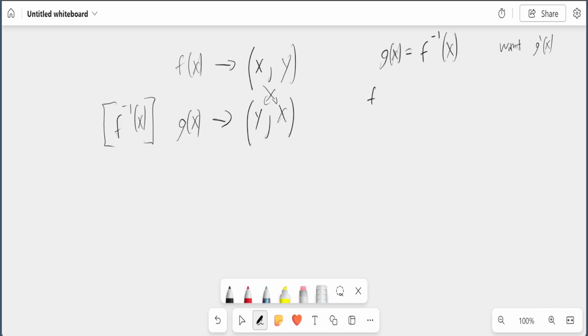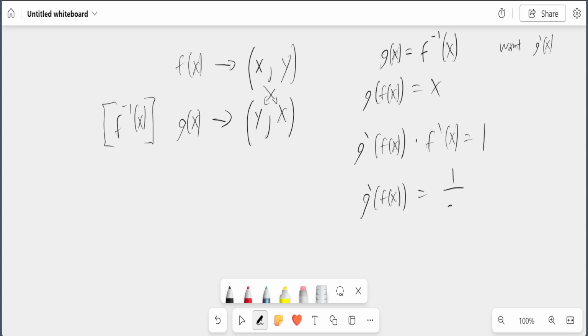So if we plug in f of x into both of these, then we get g of f of x is equal to x. And then if we take the derivative with respect to x, we get g prime of f of x times f prime of x is equal to 1. So g prime of f of x is equal to 1 over f prime of x.